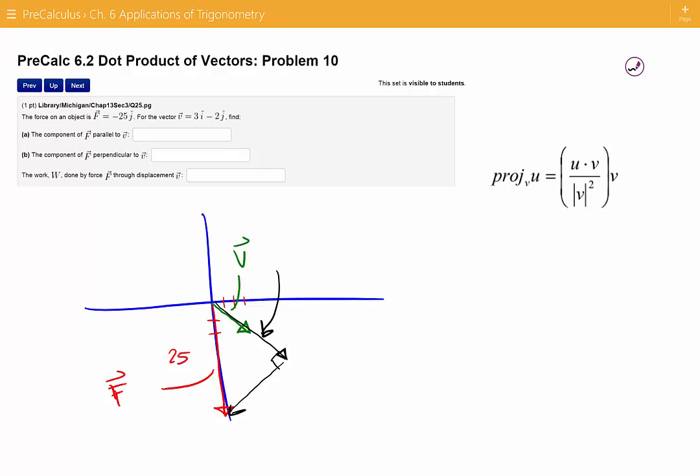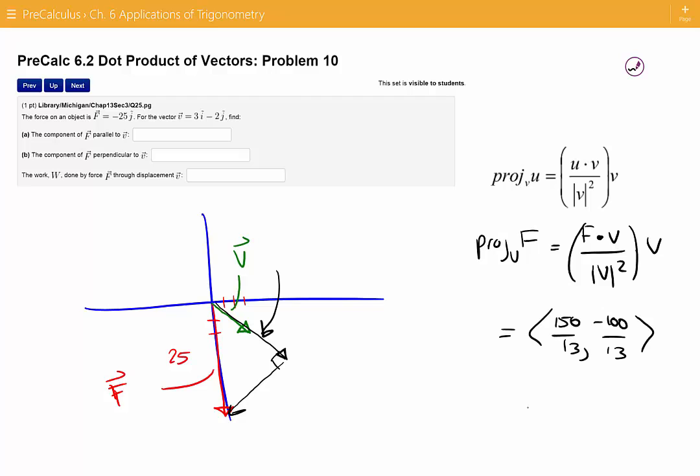Now, there's different ways to find it. I could use vector projection right here, which I would obviously use: vector projection of F onto V. So this would be F dot V over the magnitude of V squared times vector V. And that would work just fine to give me my answer. My answer, if you do this, ends up being 150 over 13 and negative 100 over 13.